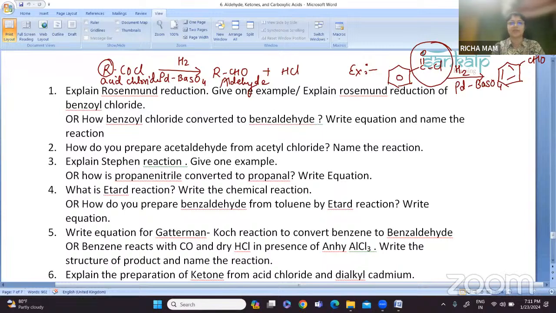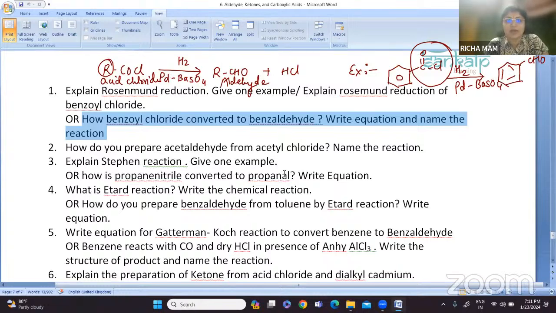Like this, the question can be asked. This is a bit of a twist. In this question, how benzoyl chloride is converted to benzaldehyde, it is not mentioned to explain Rosenmund reduction. Here they have given the molecules. Write the equation and name the reaction. You have to write the equation of conversion of benzoyl chloride to benzaldehyde. For the explanation, the equation, and the name of the reaction, you get 3 marks. This is the expected answer.